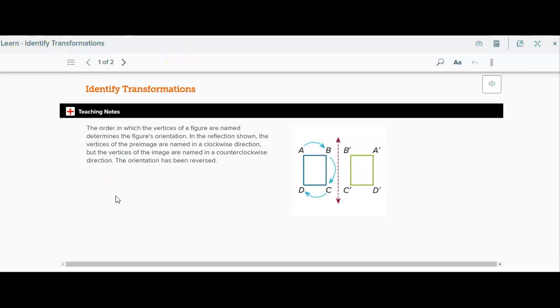Now, when we talk about identity transformations, what we're going to look at is, first of all, the order in which the vertices of a figure are named. Okay, and that helps us determine the figure's orientation. So if you look at this original figure, A, B, C, D, we go in clockwise order.